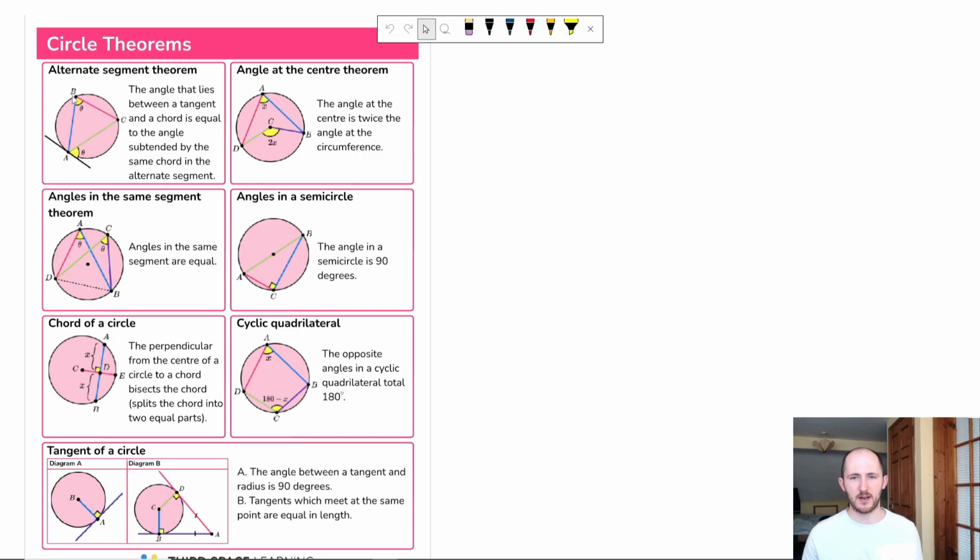So I personally never sat down and memorized these. I just kept using them over and over again. And eventually they just started popping into my head when I saw certain questions on circles.